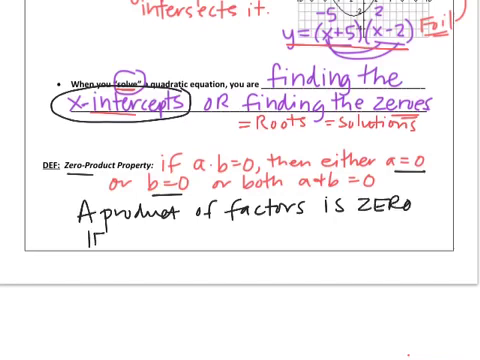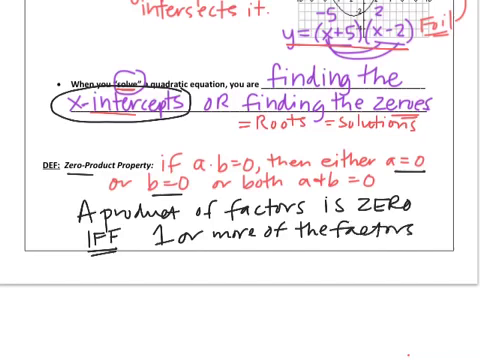And you may remember this symbolization from geometry: if and only if one or more of the factors is 0. Okay, so a product of factors is 0 if and only if one or more of the factors is 0. So I just stated this in another way. One is stated in red and one is stated in black. All right, let's take a look at an example on the other side of the paper.